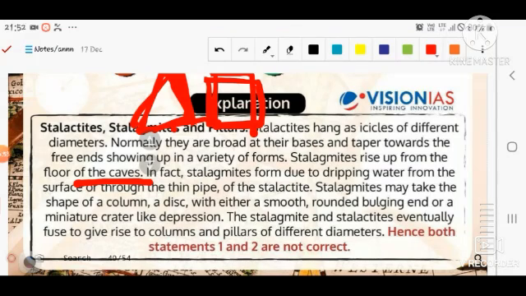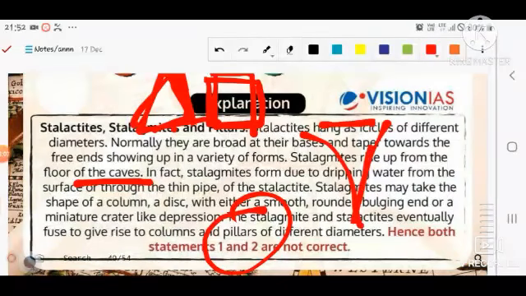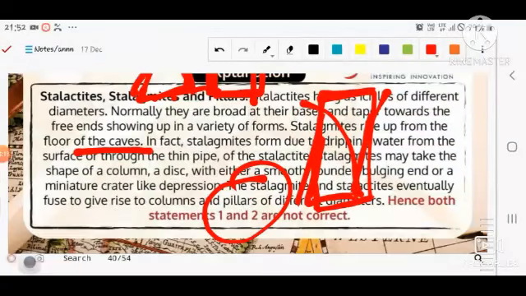Stalagmite may take the shape of a column, a disc, a smooth, rounded, bulging end, or a miniature crater-like depression. The stalagmite and the stalactite eventually fuse to give rise to the column. It means when a structure like that and a second one like that are both made, then it becomes the pillar, broad from both sides, the upper and the lower.